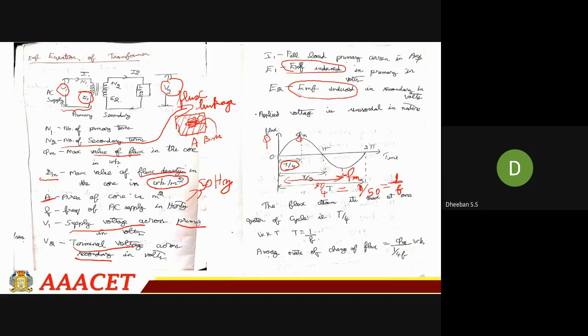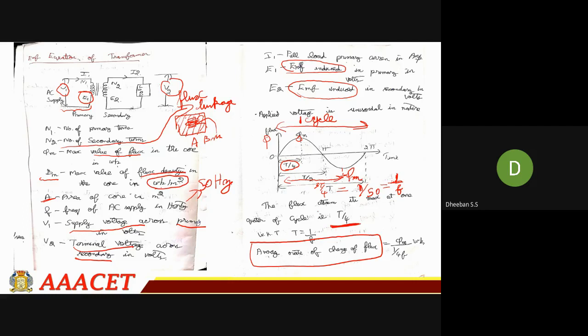Within one period of cycle, your quantity, either it can be flux or voltage, reaches the positive maximum as well as the negative maximum. So that's what they have given here. First you have to get the average rate of change of flux. The average rate of change of flux means on an average for a particular cycle. What will be the average rate of change of your flux? That's what it deals with.